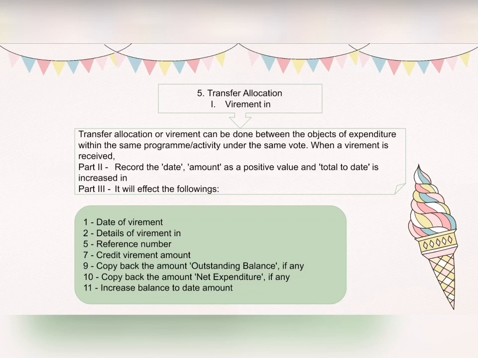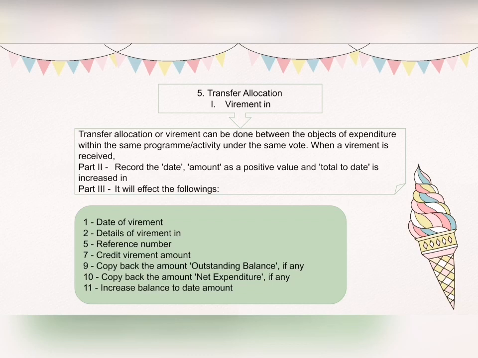Transaction number 5, transfer allocation. Transfer allocation or payment can be done between the objects of expenditure within the same program or activity under the same vote. There are two types of transfer allocations, which are payment in and payment out. Payment in is a transfer of allocation between subheads within the same ministry.